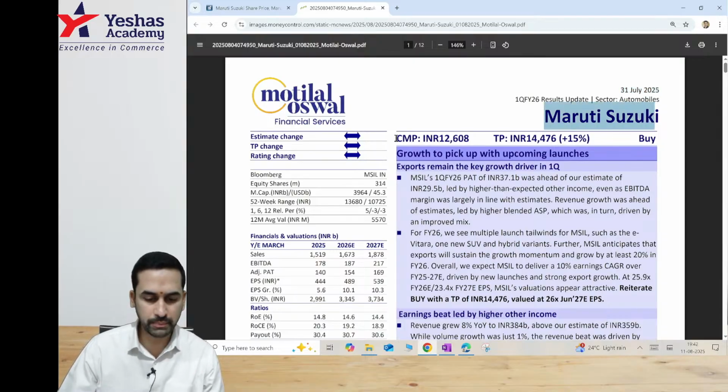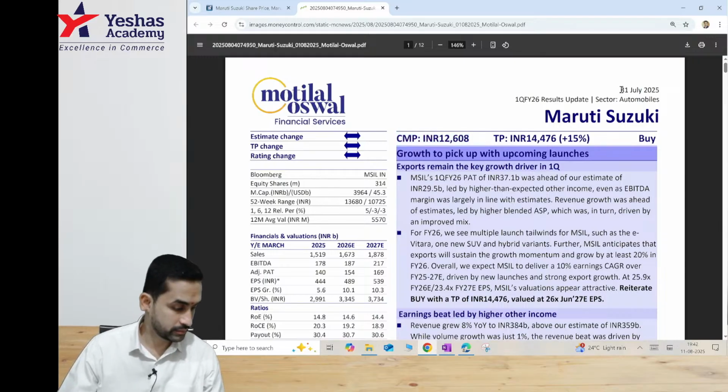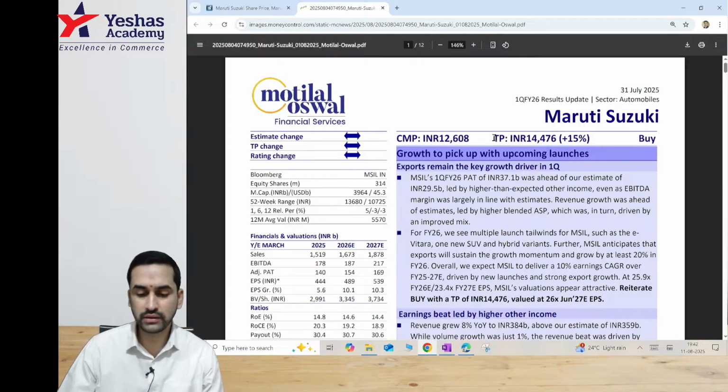Maruti Suzuki CMP, the current market price, is 12,608. By the way, this is based on 31st July. TP is target price. They believe the stock can go up to 14,476. They're expecting it to go up by 15%. Therefore, they're suggesting you should buy.